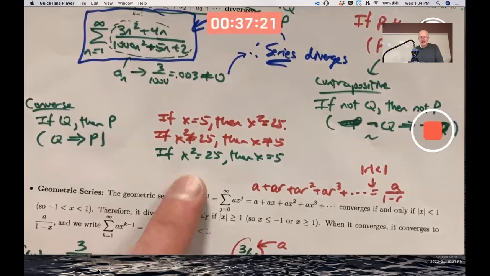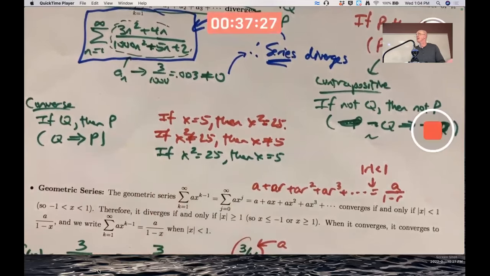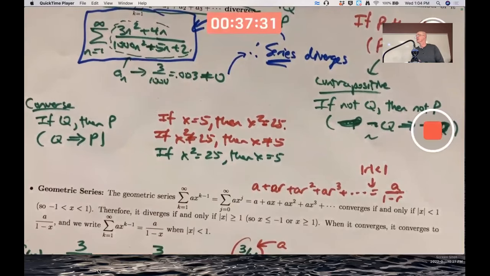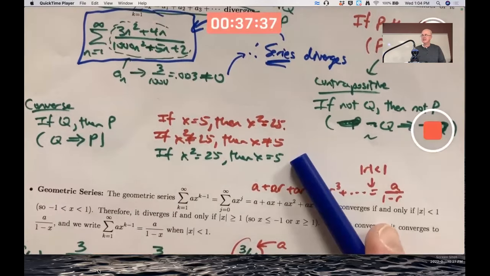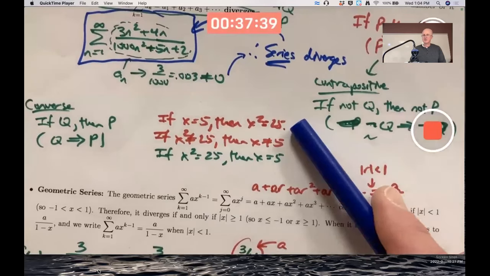If I added a clause in here, if I said x squared equals 25 and x is positive, then x is 5, then it would become a true statement. But I did not say that. I did not say x is positive. So this is a false statement. The converse here is false, whereas the original statement is true.